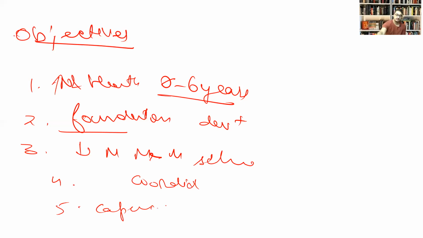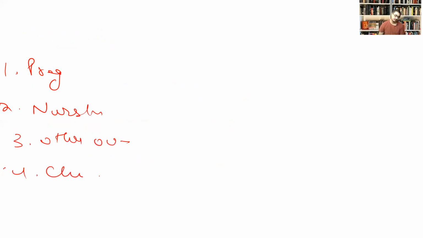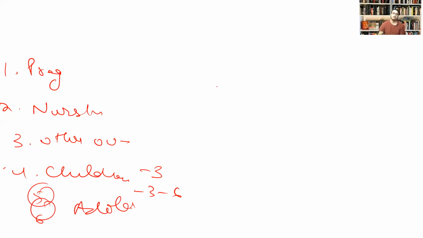So there are basically 6 beneficiaries. First is pregnant women, then we have nursing women, lactating women, then we have other women, then children: less than 3 years and 3 to 6 years. And the 6th one is adolescent girls. So what are the services that are provided?